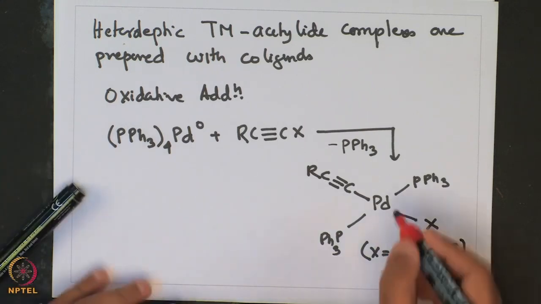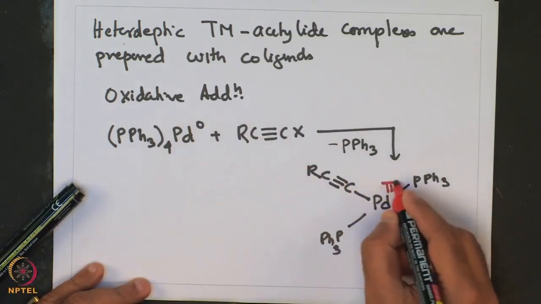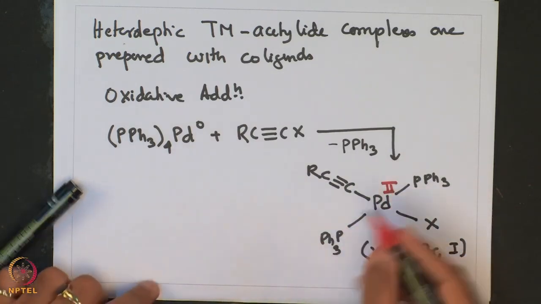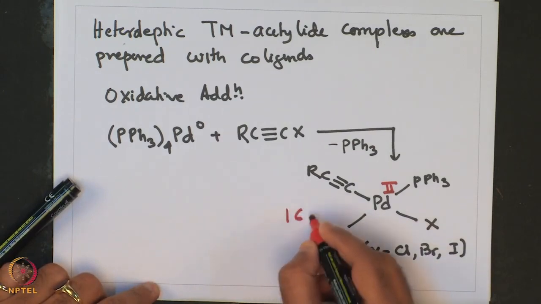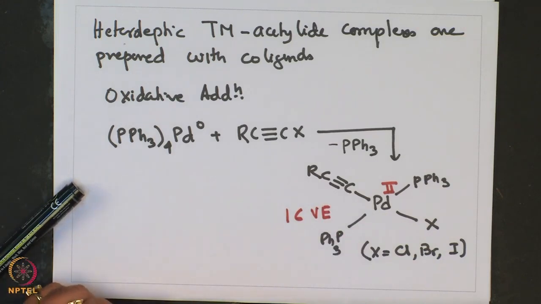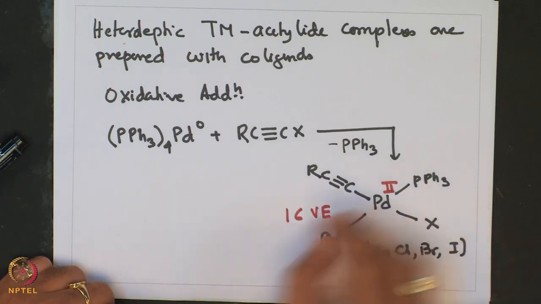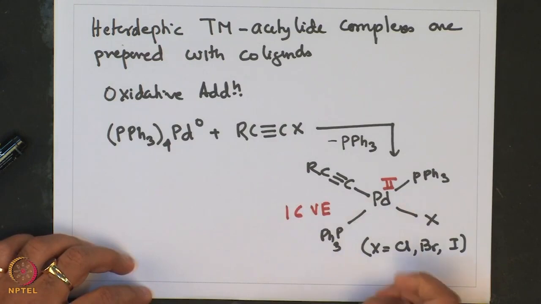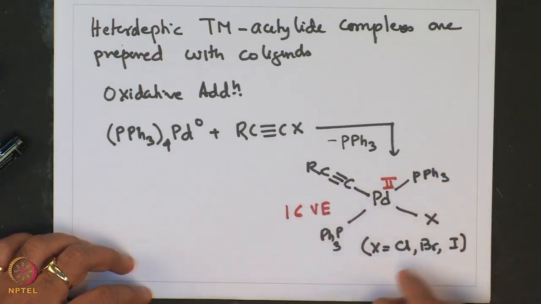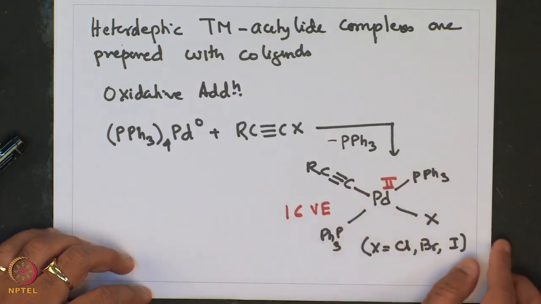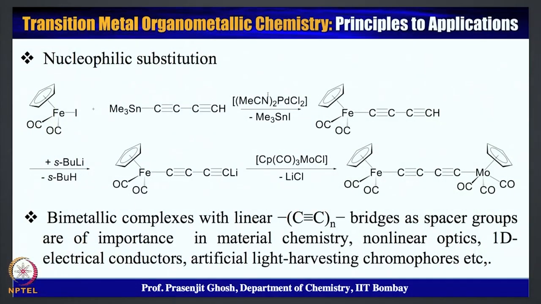Here the oxidation state of palladium after oxidative addition has become palladium 2, and this being a square planar complex, it is a 16 valence electron complex of palladium. And this reaction is a convenient way of preparing heteroleptic palladium acetylide complex, where the palladium acetylide moiety has been stabilized along with other co-ligands in making a monomeric complex of the type shown over here. Apart from oxidative addition, nucleophilic substitution also can be successfully used for preparing this acetylide type of complexes.